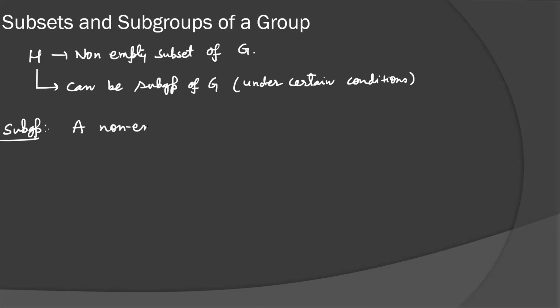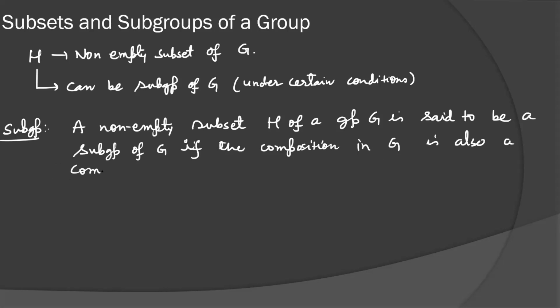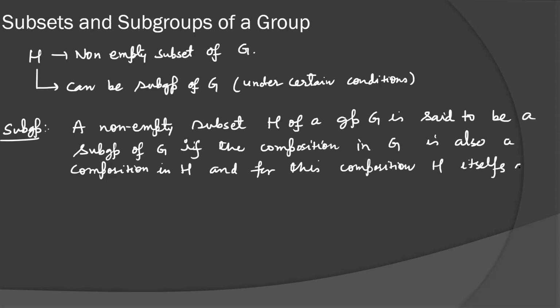A non-empty subset H of a group G is said to be a subgroup of G if the composition in G is also a composition in H, and for this composition H itself is a group.